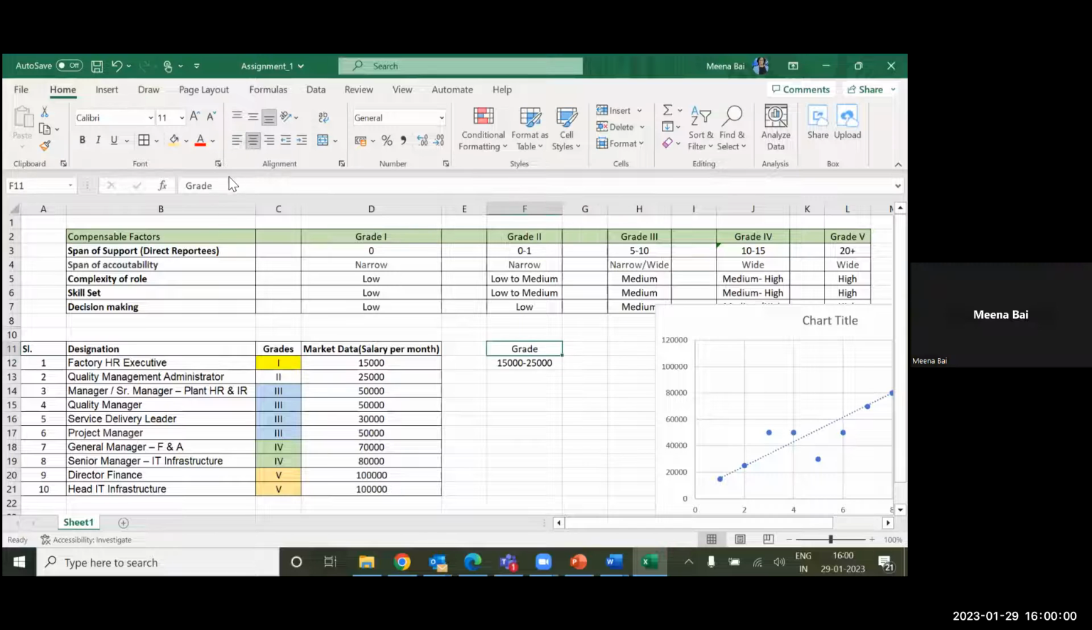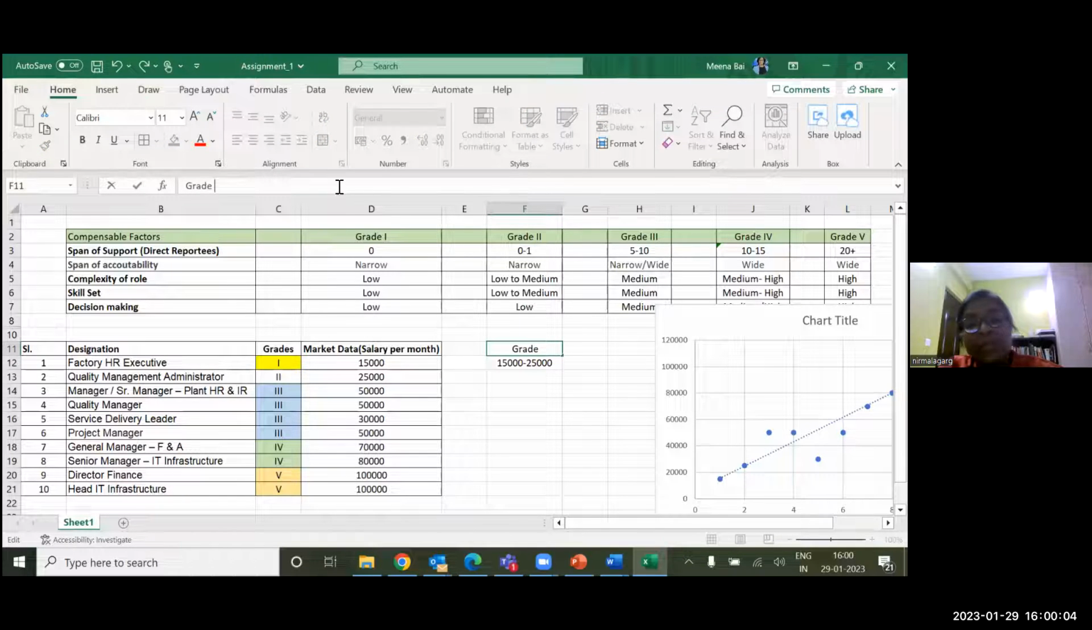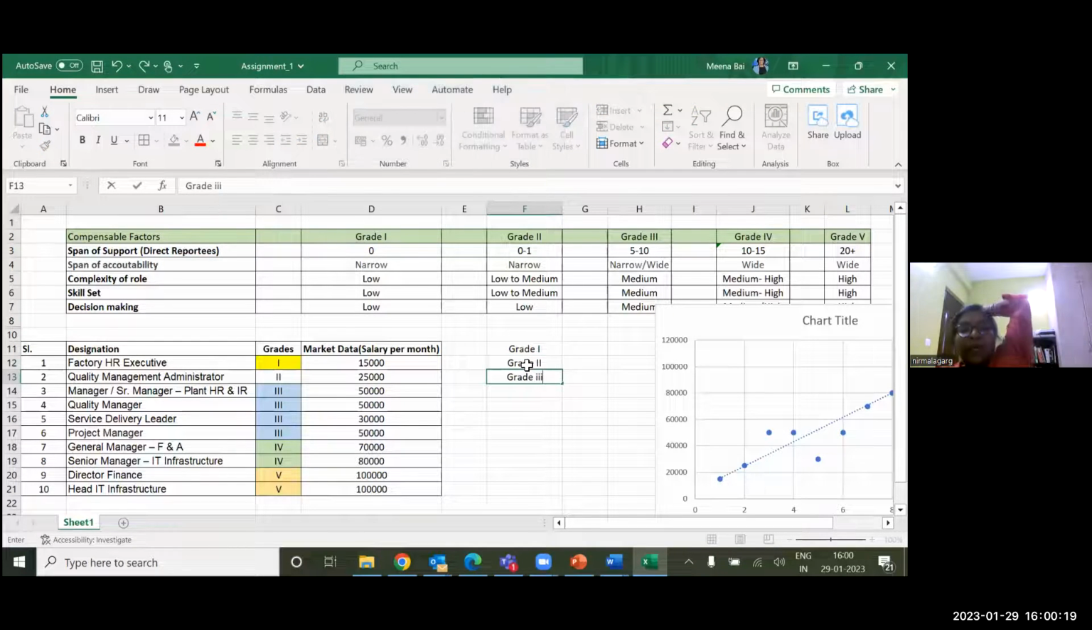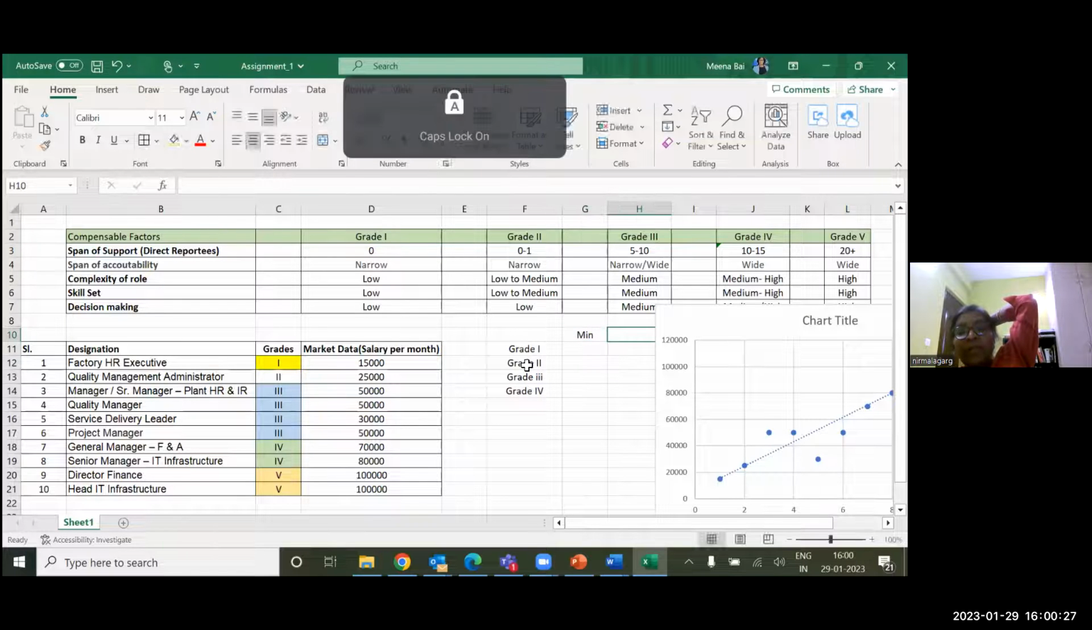Why don't you do it like this? Just as you have put here, grade 1, 2, 3, 4, you can have them vertically. Is it done right? That's the way I wanted. Yeah, absolutely. And next to grade 1, you can have your min and max. Min will be 15 and max will be 25.